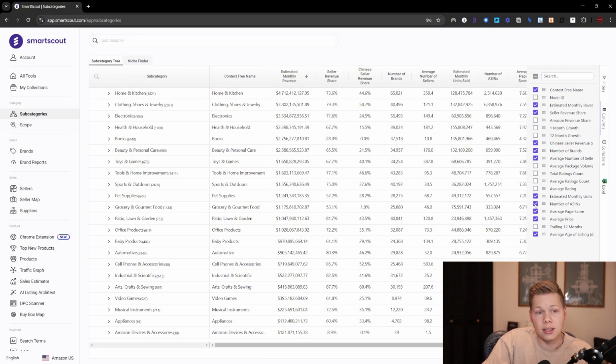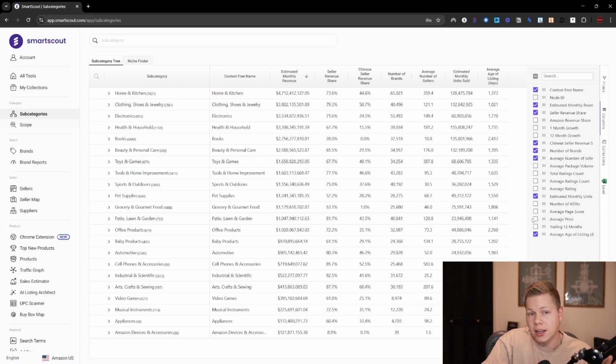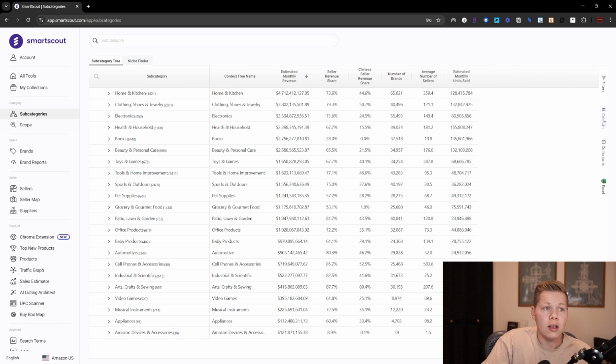Number of ASINs, I don't necessarily care how many ASINs. That's not gonna tell me if it's a good or bad category. Every main category is gonna have tons of ASINs. Average page score, no. Average price, don't really care a whole lot for this. And then average age of listing. Let's get rid of that as well. So as you can see, we have significantly cleaned up the data that we're looking at here. Now we can dive in and start making some decisions and looking at these different categories.